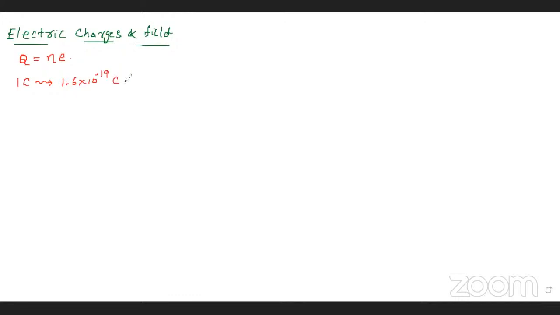So for 1 coulomb, how many electrons are going to constitute? You have to calculate. This is the charge of the electron, and this is Q. They have given 1 coulomb. How to find the number of electrons? Number of electrons is calculated by using Q by E. On simplification, you will get 6.25 into 10 power 18 electrons. So please remember this: for 1 coulomb of charge, there are 6.25 into 10 power 18 electrons.